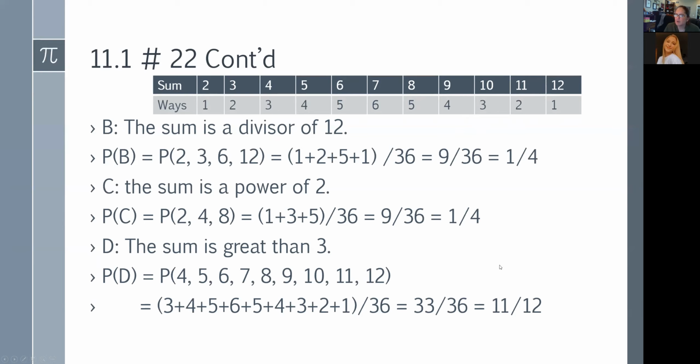We could have also used the complement. So the complement of rolling a sum greater than 3 is that the sum is less than or equal to 3. So the sum was either 2 or 3, and there were 3 ways to do that. So we could have done the probability of getting a sum greater than 3 as 1 minus the probability that the sum is less than or equal to 3. And so that would be 1 minus 3/36. That would give you 33/36, or 11/12.